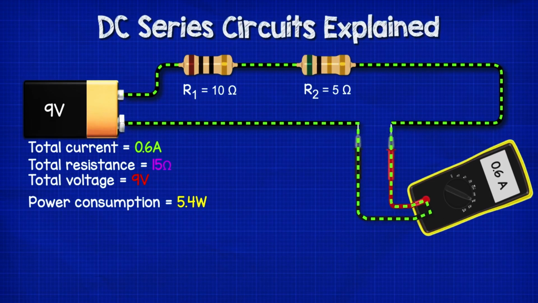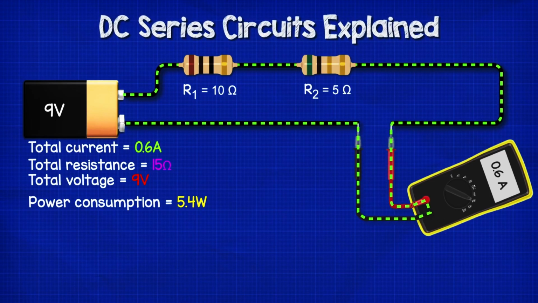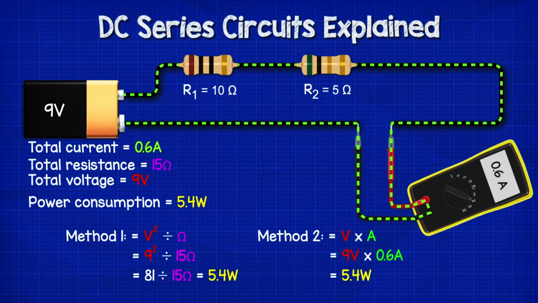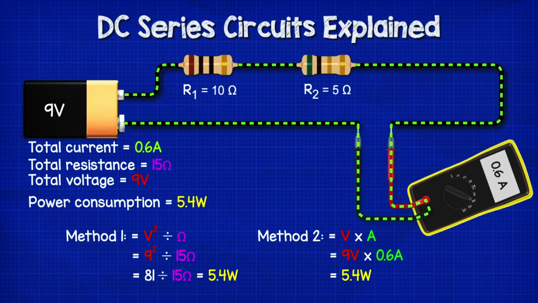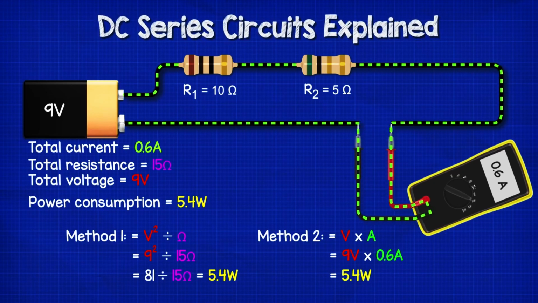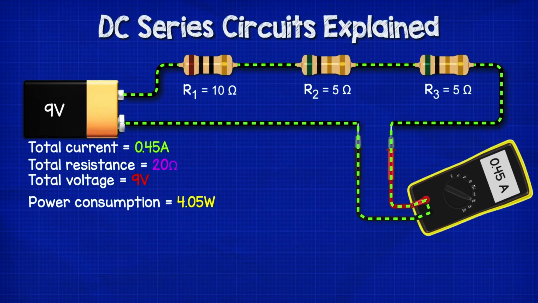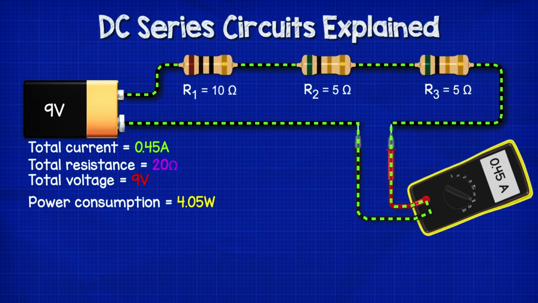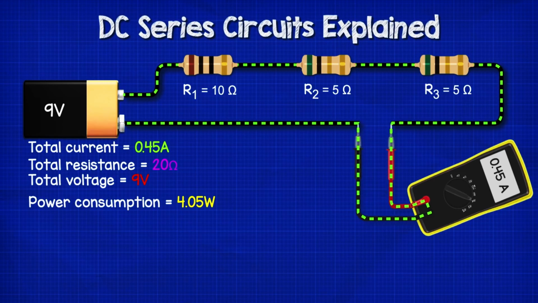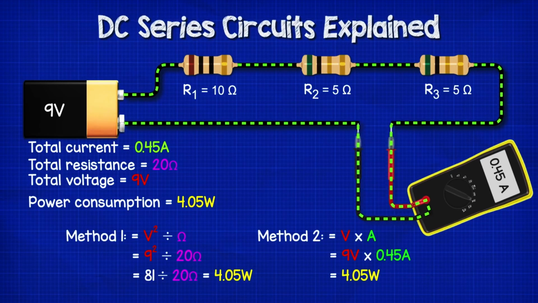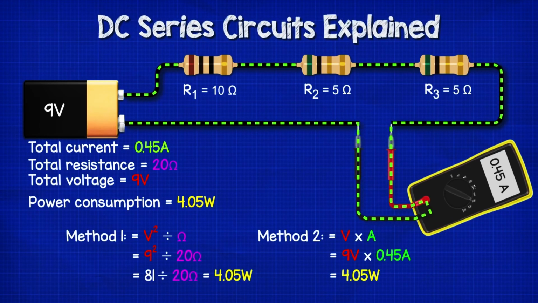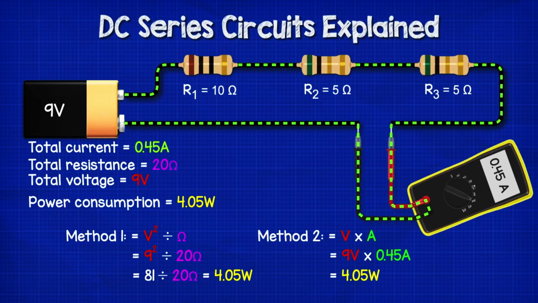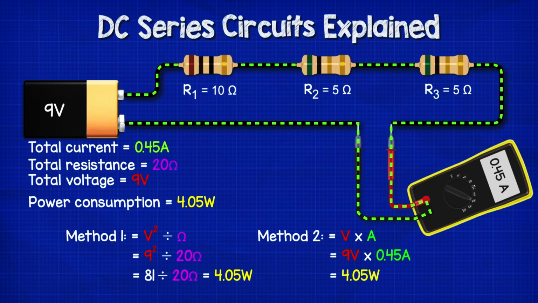In the circuit with the 10 ohm and the 5 ohm resistor, the total resistance was 15 ohms, and the current was 0.6 amps. So 9 volts squared is 81, divided by 15 ohms is 5.4 watts. Or 9 volts multiplied by 0.6 amps equals 5.4 watts. In the circuit with the 10 ohm and the two 5 ohm resistors, the total circuit resistance was 20 ohms, and the current was 0.45 amps. So 9 volts squared is 81, divided by 20 ohms gives us 4.05 watts. Or alternatively, we can use 9 volts multiplied by 0.45 amps, which equals 4.05 watts.